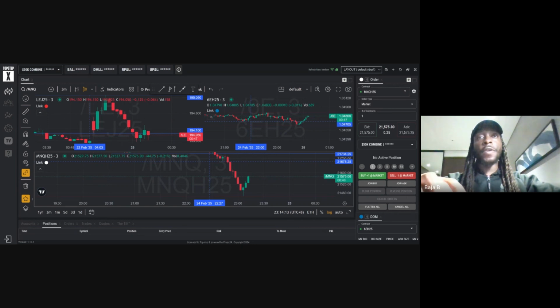So this might be a fake out. Like I said, it just triggered to the downside. So this is the TC South variation, but I don't like it. And it's not one that I would take.